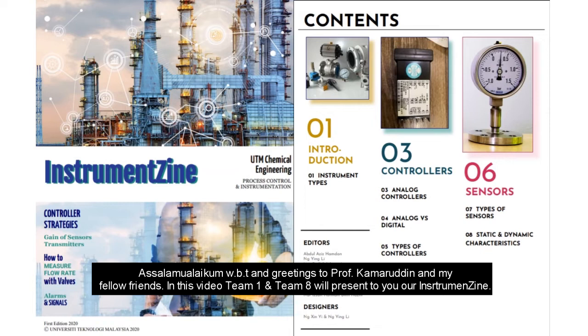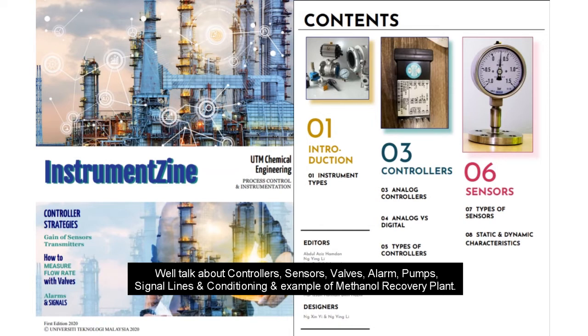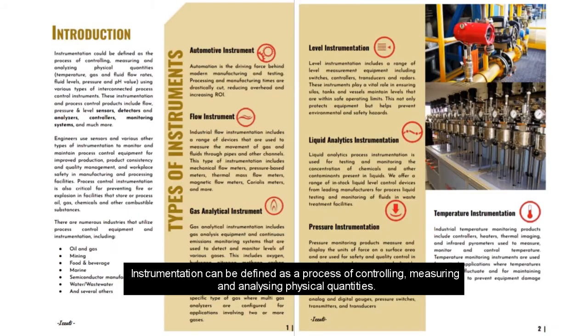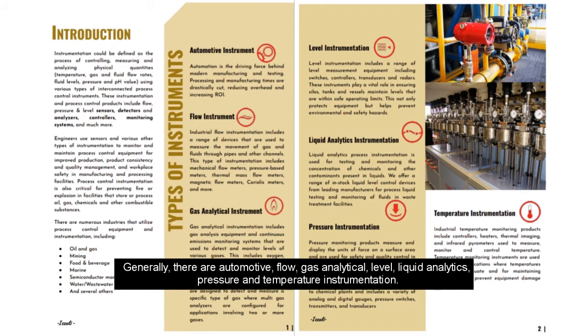In this video, Team 1 and Team 8 will present to you our InstrumentZine. We will talk about controllers, sensors, valve, alarm, pumps, signal line and conditioning, and example for methanol recovery plant. Instrumentation could be defined as the process of controlling, measuring, and analyzing physical quantities. Generally, there are automotive, flow, gas analytical, level, liquid analytics, pressure, and temperature instrumentation.